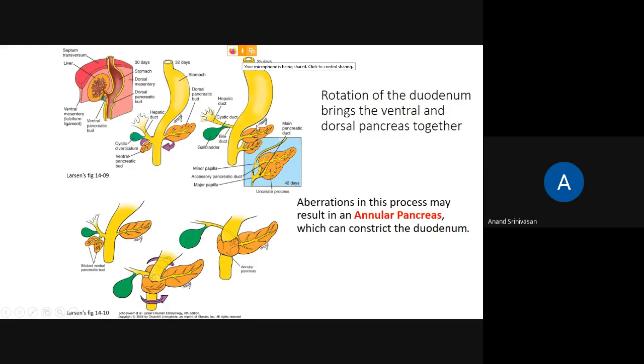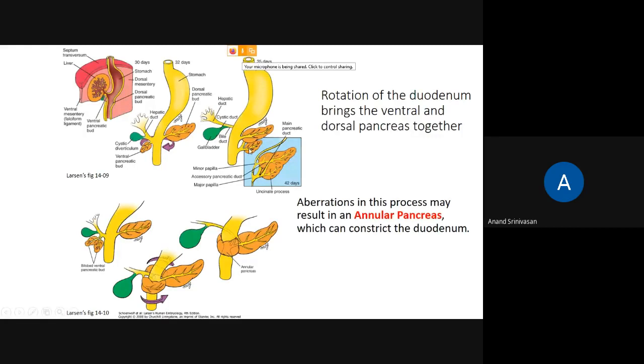But here if you see the pancreas, the dorsal pancreatic bud is huge, and this opening should be the major one, right? How does this become the major one? Initially, the two pancreatic buds each have a duct. The dorsal pancreas has a duct, and the ventral pancreas has a duct.